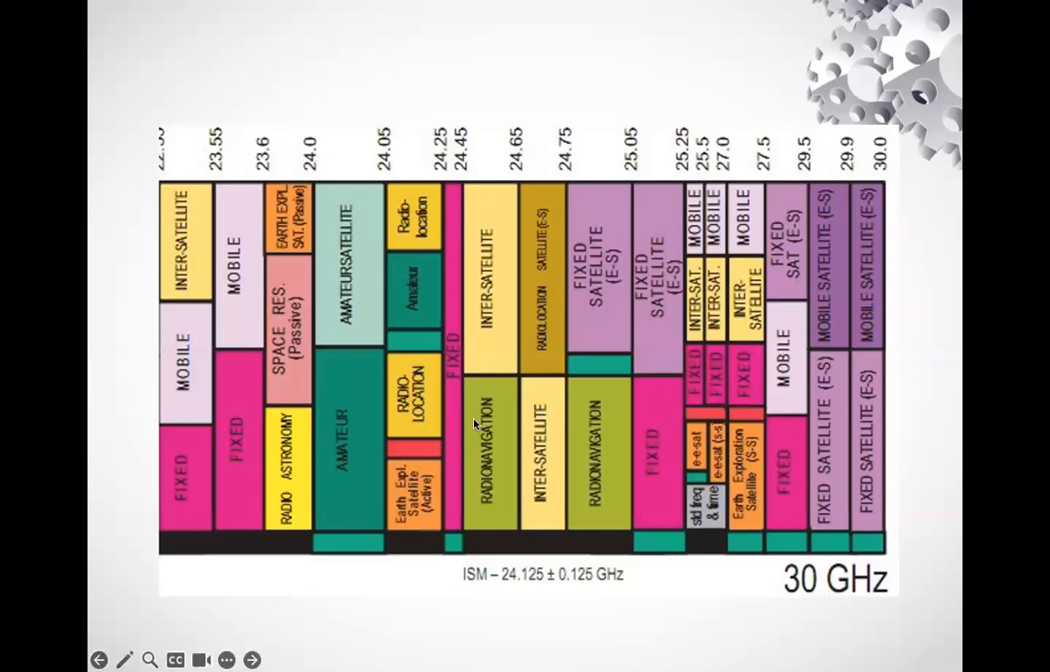There are a small range of frequencies which are unlicensed. That is, anybody can use those frequencies. For example, if we consider our Wi-Fi connection, it works over the frequency of around 2.4 gigahertz. 2.4 gigahertz is an unlicensed frequency spectrum which anyone can be using.